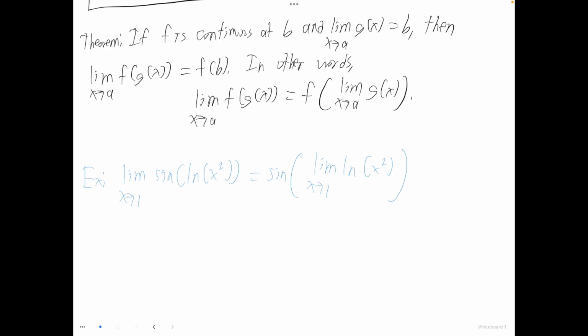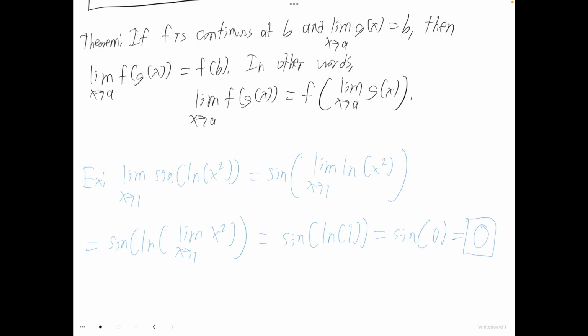Now we know ln of x is continuous for all positive numbers, and x squared only outputs positive or non-negative numbers, to be more exact. And so as long as we don't get 0 in the limit for x squared, which we won't, we can pull ln out. So this becomes sine of ln of the limit as x goes to 1 of x squared. Now we know how to do the limit as x approaches 1 of x squared. It's a polynomial, it's just 1, so this becomes sine of ln of 1, which is sine of 0, which is 0.